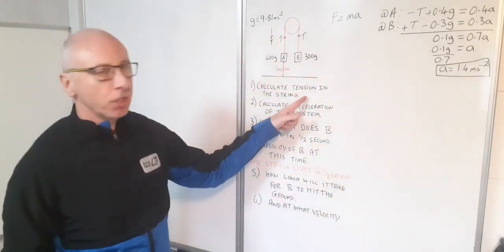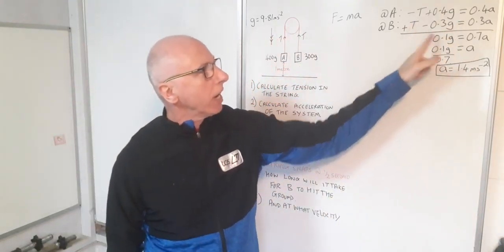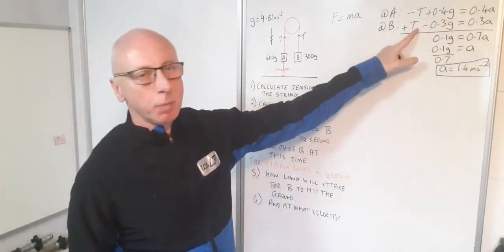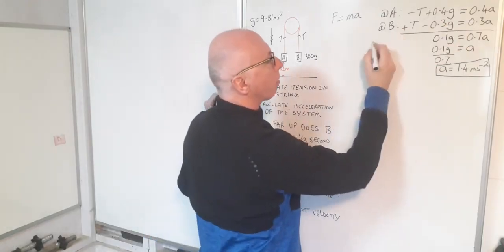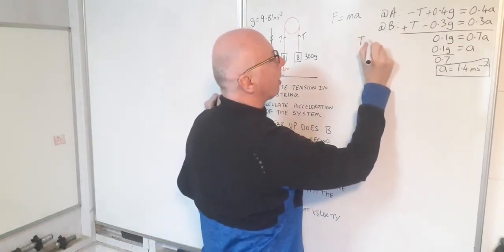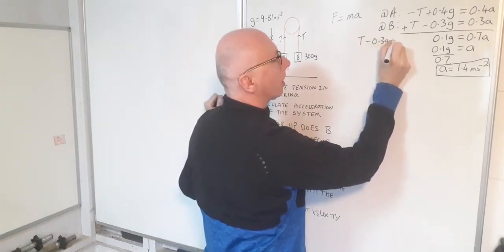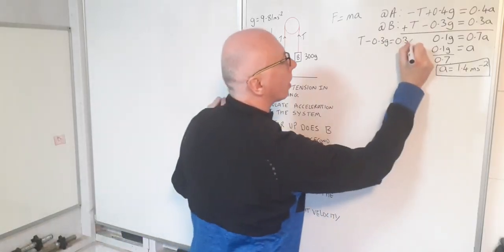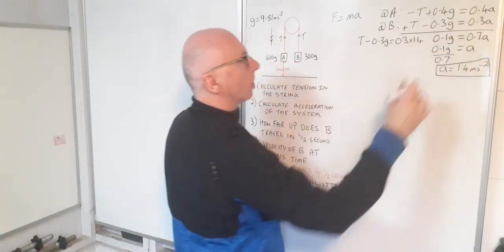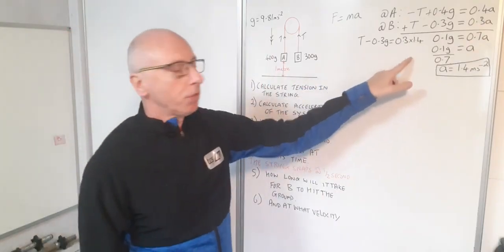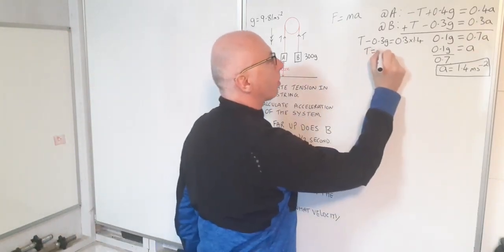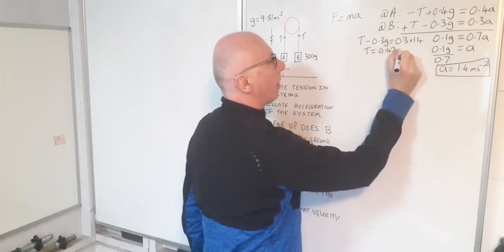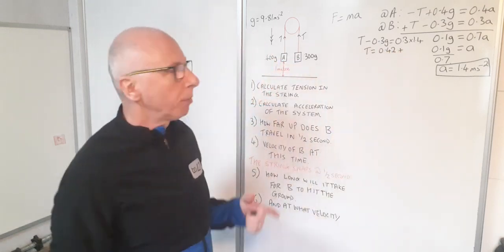Now I need to calculate tension. As I've got acceleration, I can plug that into any one of these two equations and solve for T. So I've got a T here which is positive, that looks easy to do. So if I just bring that one down here, I'll have T minus 0.3 G equals 0.3 times 1.4, as that's my acceleration. So now bring the 0.3 G across, so then T equals 0.3 times 1.4, that's going to be 0.42, and then add 0.3 times 9.81.